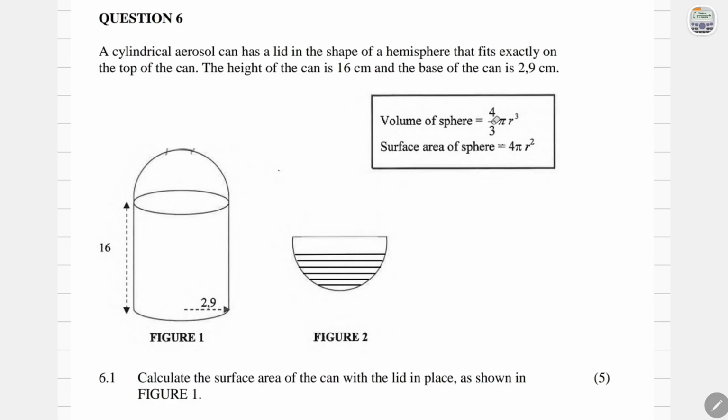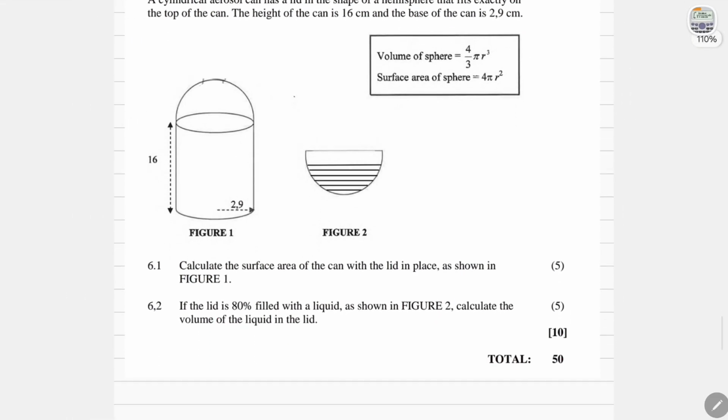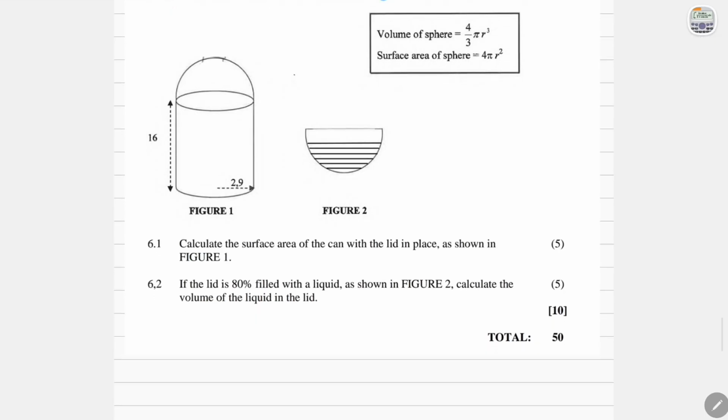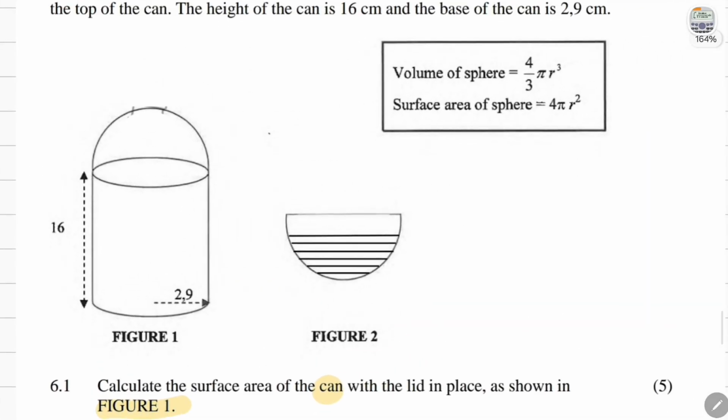They've given you the volume of a sphere, which is simple. The volume of the sphere is 4 over 3 pi r cubed. But you see that we are working with a hemisphere here. That lid is a hemisphere. And then they also give us the surface area of a sphere. They're not really giving us that of a cylinder, so we're just going to have to keep that in mind. So 6.1 says, calculate the surface area of the can with the lid in place as shown in figure 1. So the surface area of this entire can.